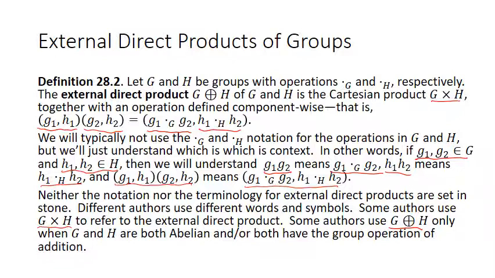So people are all over the map on what they're using, so you just got to be sure when you're reading some other textbook or Wikipedia or whatever that you understand that there might be different notations, and there could even be different vocabulary. Like they might not even call it the external direct product, they might call it something else. So you just have to be careful.